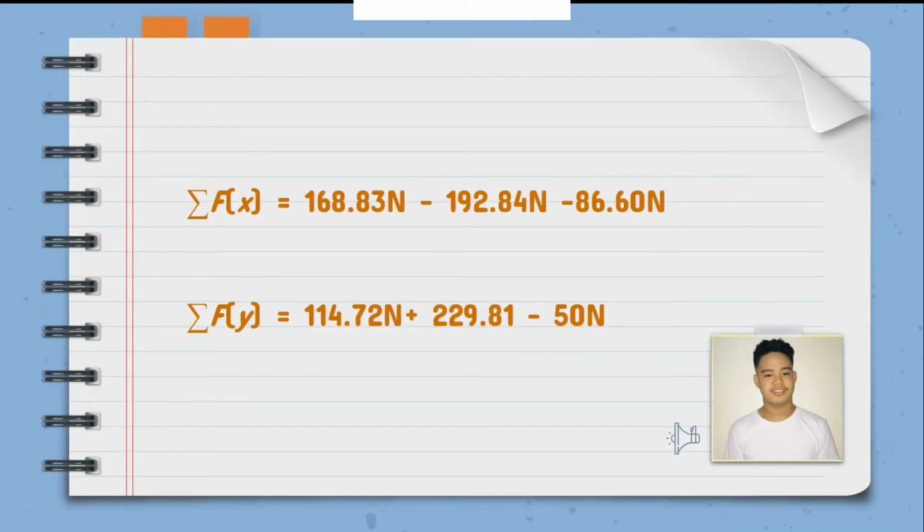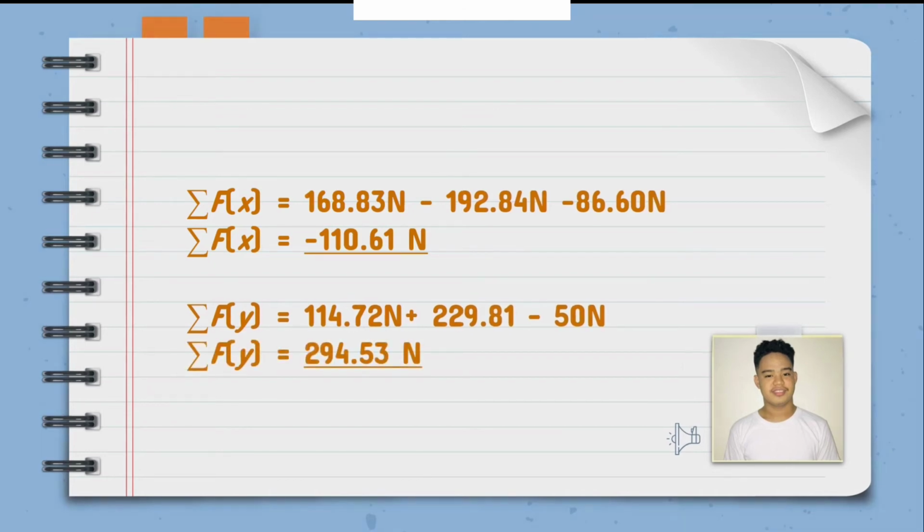Now we will find the summation of x, which is equal to 168.83 Newton minus 192.84 Newton minus 86.60 Newton, is equal to negative 110.61 Newton. We will move on to the summation of Fy, which is equal to 114.72 Newton plus 229.81 Newton minus 50 Newton, is equal to 294.53 Newton.